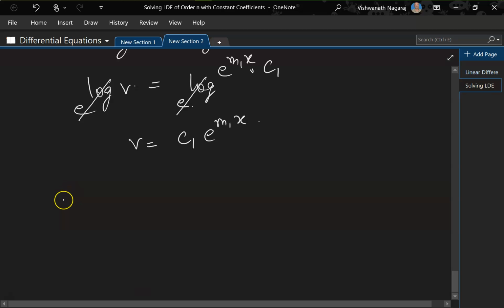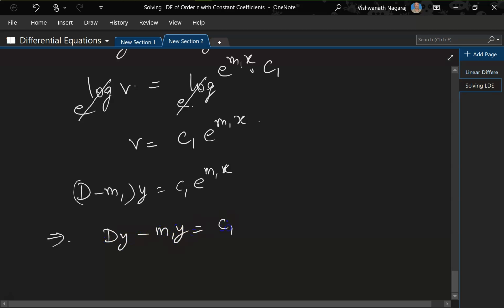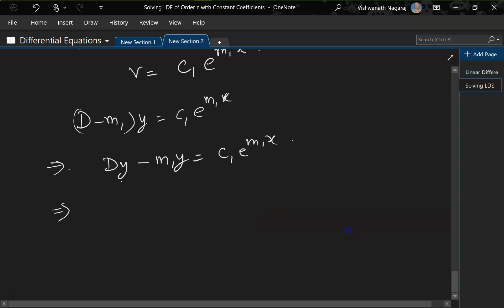Okay, so we go back to our equation. What did we have? We had D minus m1 y is equal to v, remember? So now we substitute this in place of v, which implies Dy minus m1y is equal to c1 e to the power of m1x. Now D is nothing but d by dx, and we have y. So dy by dx minus m1y is equal to c1 e to the power of m1x.